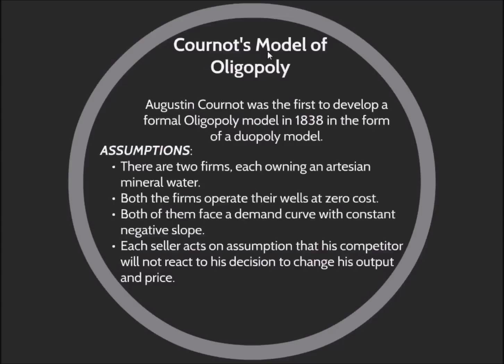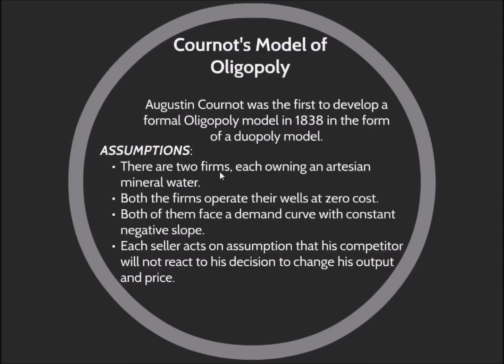Plus this particular model is the first formal model to determine price and output under the oligopoly type of market structure. This was given by Augustin Cournot in the year 1838. Now let's see what the various assumptions of this model are.